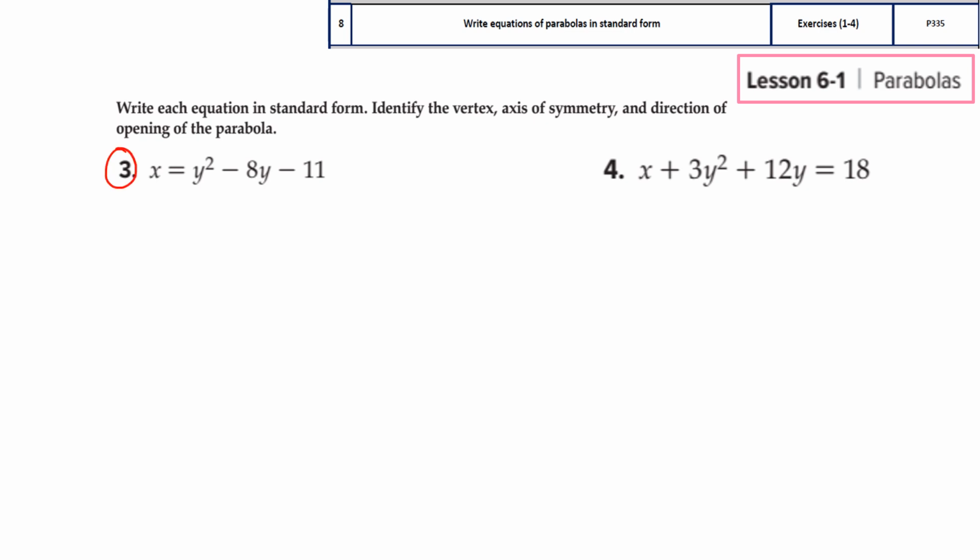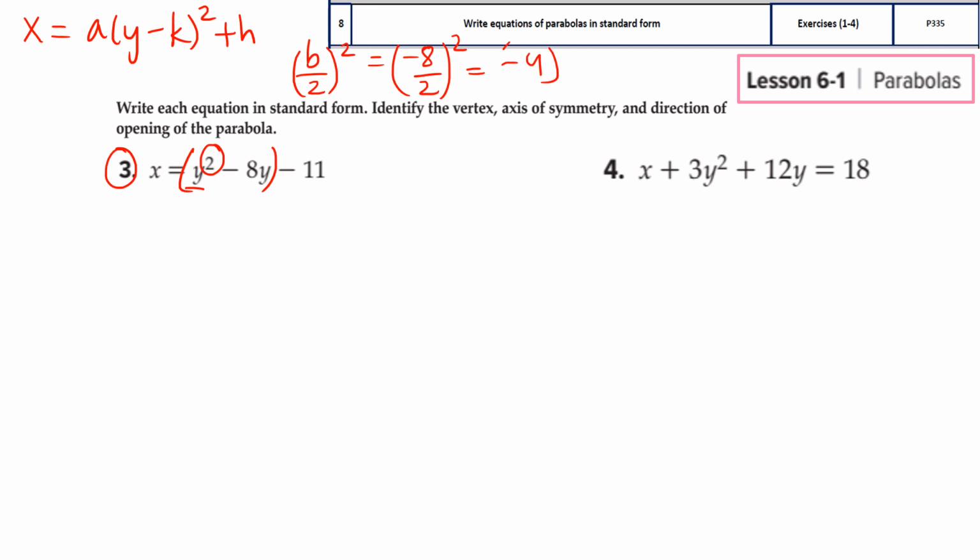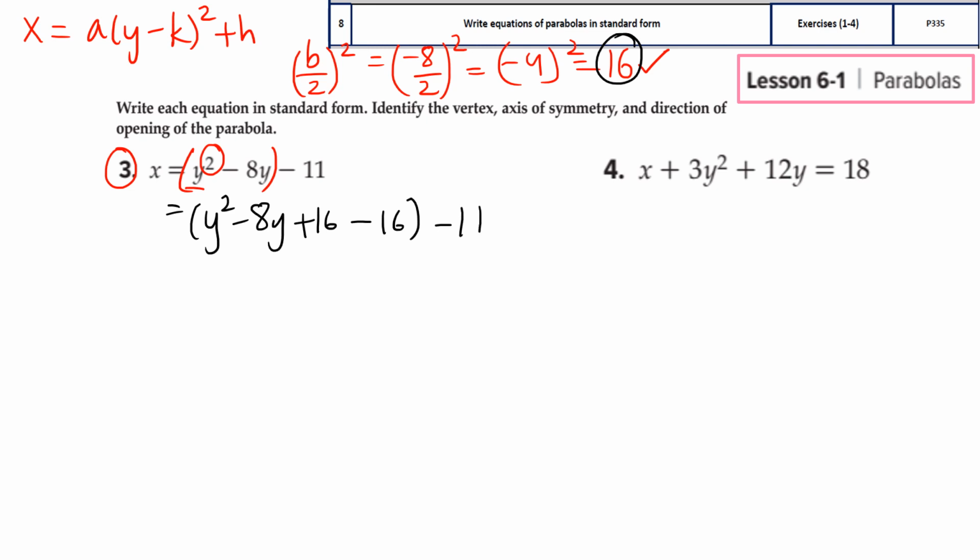So first thing, how do I know this is horizontal? Because this time y has power 2. So the standard equation which I will convert to would be a times y minus k whole square plus h. This is what I want. So let's do it, and for that we will be combining these two terms, minus 11 separate, and we'll be using the same logic of completing the square, where I take b, which is minus 8 in this question, divide by 2 and take the square. So this is minus 4 square or 16. So I know 16 is the number that will be added or subtracted. So I do that, add 16, subtract 16, not to forget the minus 11.